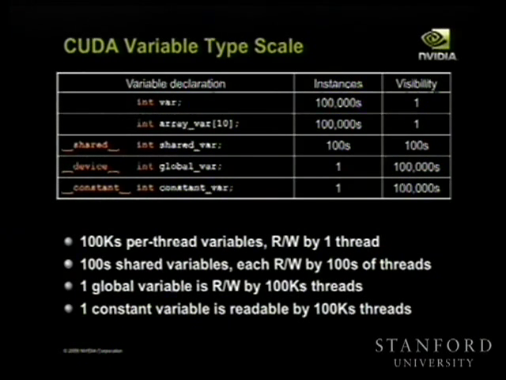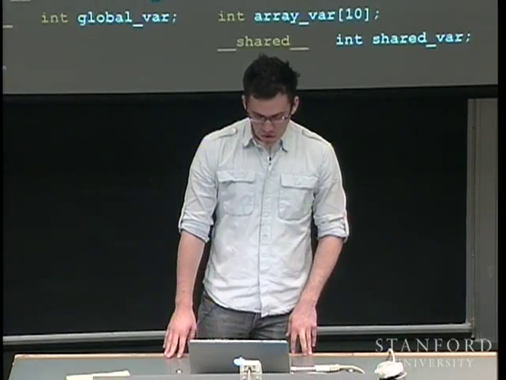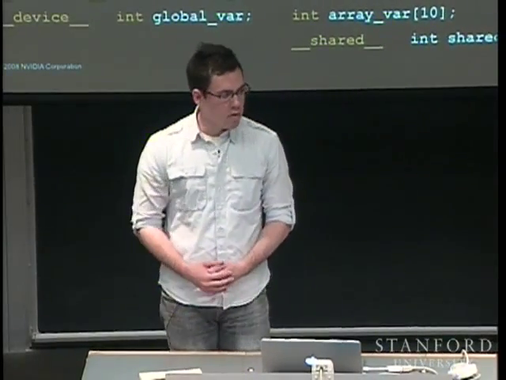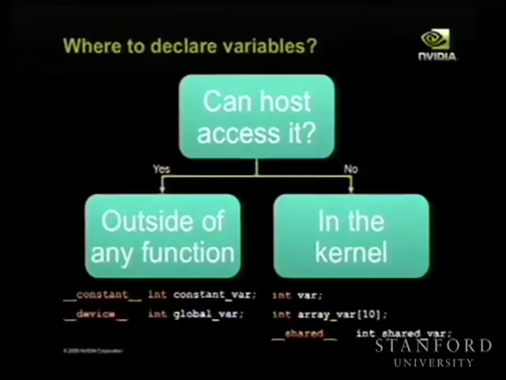And then of course these global, device, and constant variables: for every single one of these instances that you make, hundreds of thousands of threads can see it, because everything in the grid is able to access them. And so you might ask, well, where do you actually declare these variables? It depends on whether or not you want the host to access it and which threads in your grid you'd like to access it.